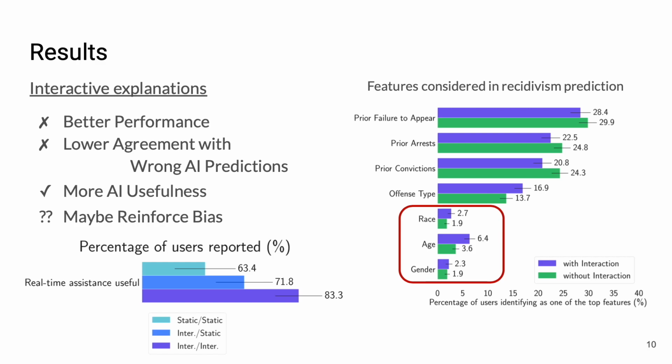Meanwhile, they make more mistakes when they disagree with AI. These observations suggest that interactive explanations might reinforce existing human biases and lead to suboptimal decisions. In summary, here are 4 takeaway messages from this work.